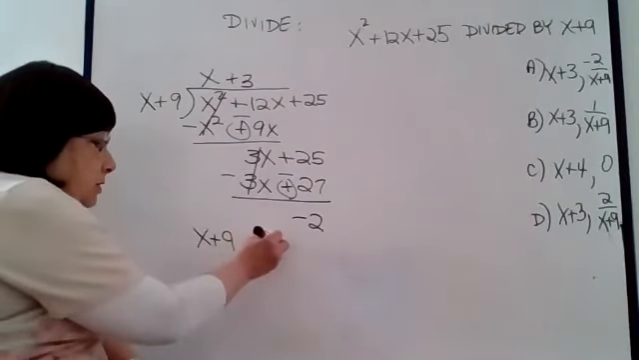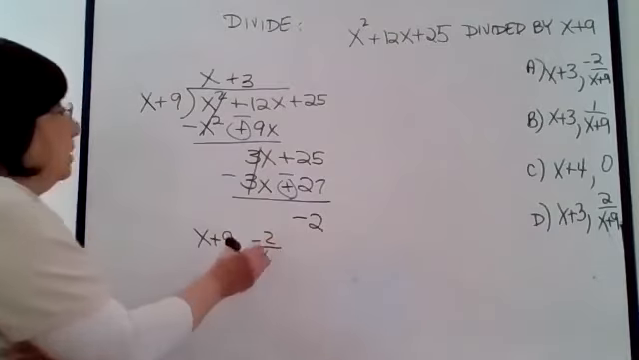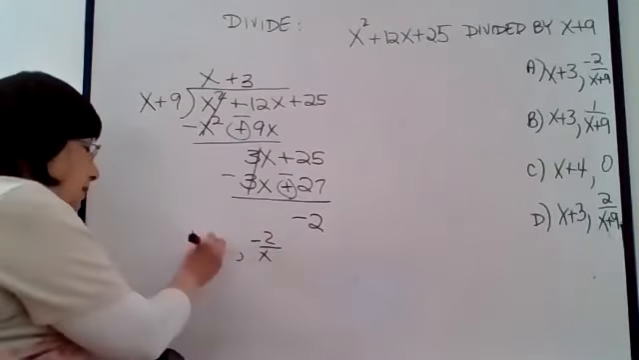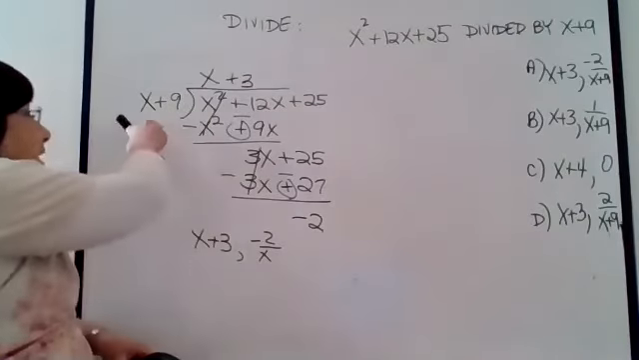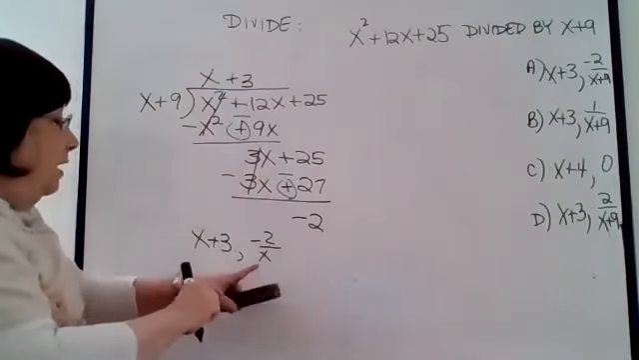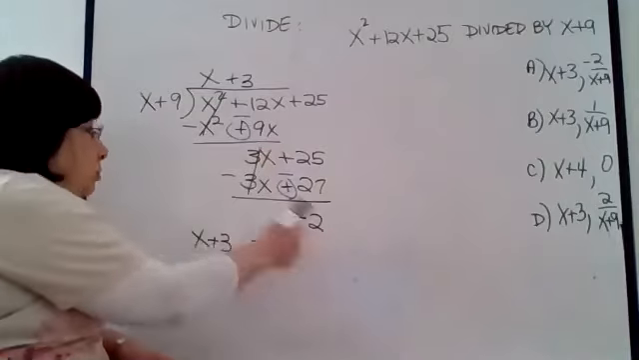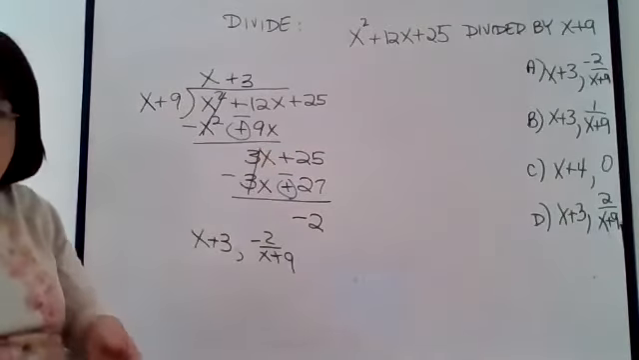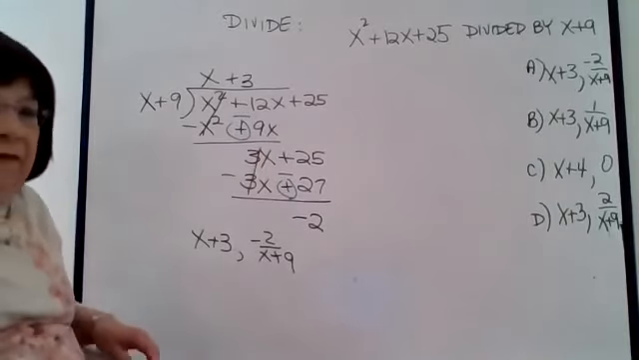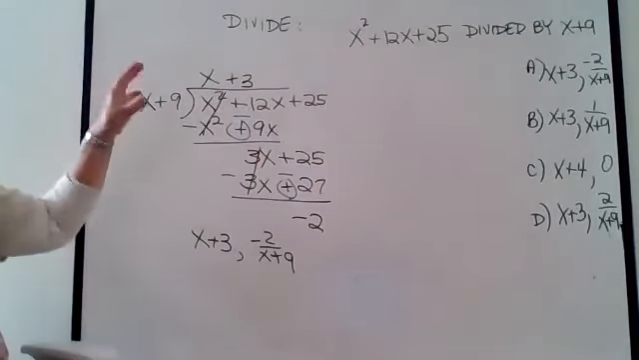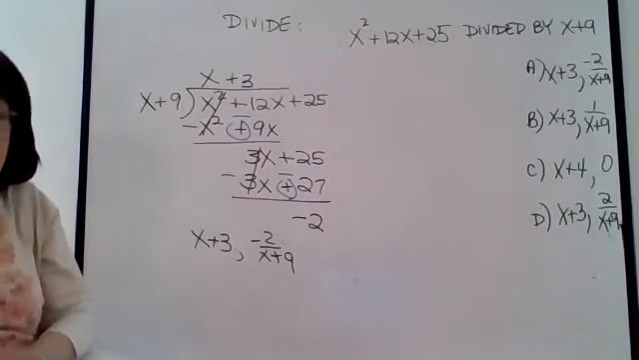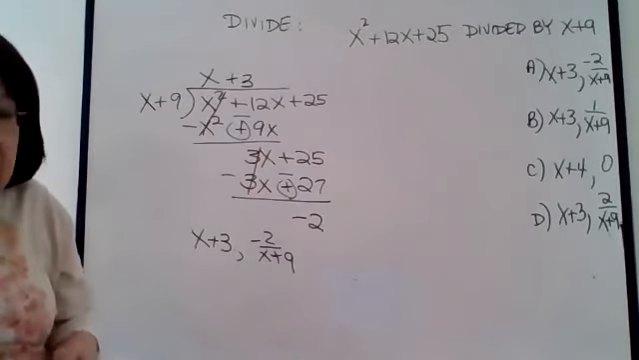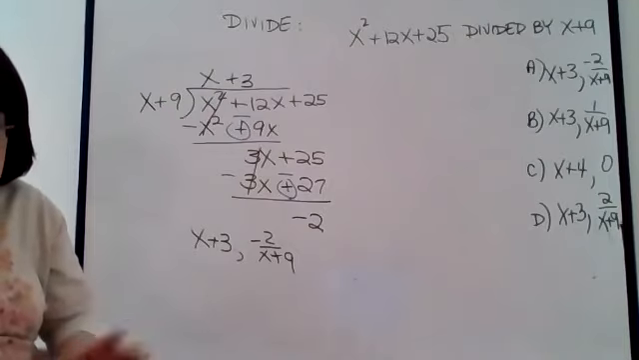And my remainder is negative 2 over, I'm sorry, my answer is x plus 3. The answer is not the divisor, but it's what's on top. And the remainder is the negative 2 over the x plus 9, which was choice A, which a lot of people did pick. As I said, I picked this right off of a final exam. I've seen it on every single final exam.